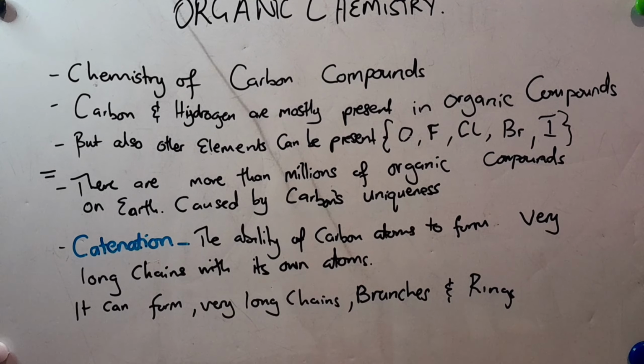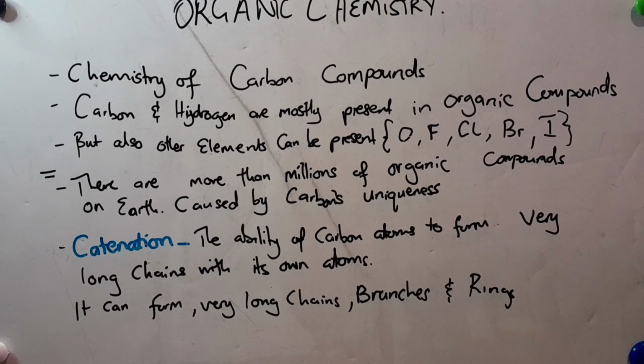And this is caused by carbon's uniqueness, right? Carbon has a uniqueness called catenation. Catenation, just think about it, mostly it is asked in the exam, right? Catenation is the ability of carbon atoms to form very long chains with their own atoms. So carbon can make very long chains with itself. This is termed catenation, right?